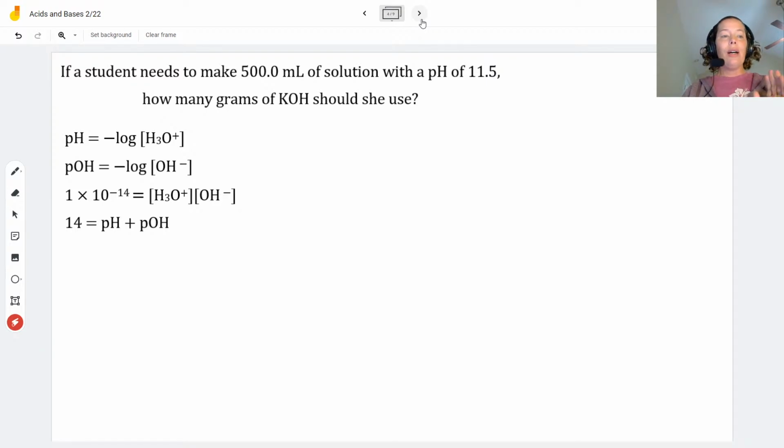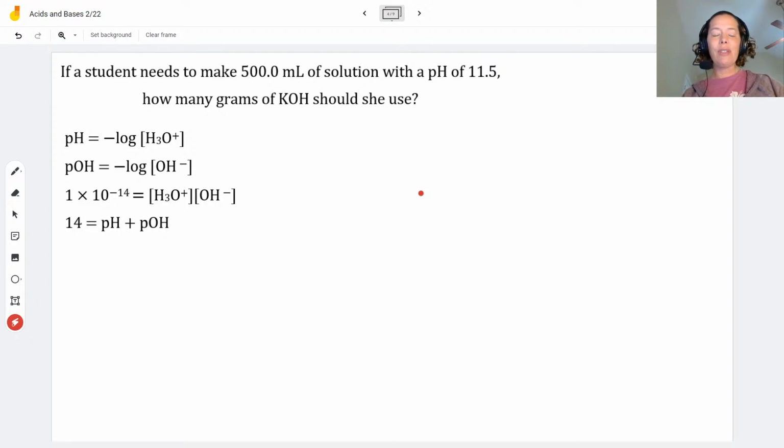Okay, so let's just read it. If a student needs to make 500 milliliters of a solution with a pH of 11.5, how many grams of potassium hydroxide should she use? All right, so we've got the same kind of problem, but it's a little bit different. We have potassium hydroxide, which is a base. But I'm still trying to find pH, which means I'm still going to be looking at trying to get to this equation right here.